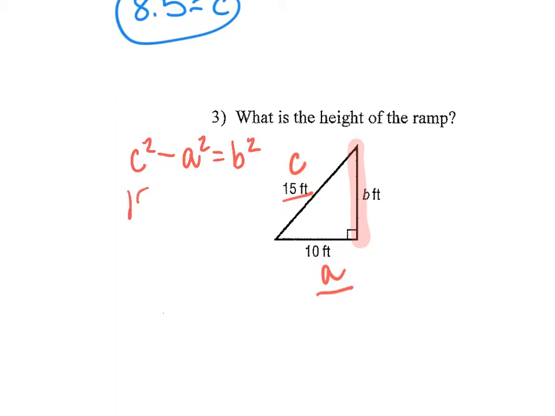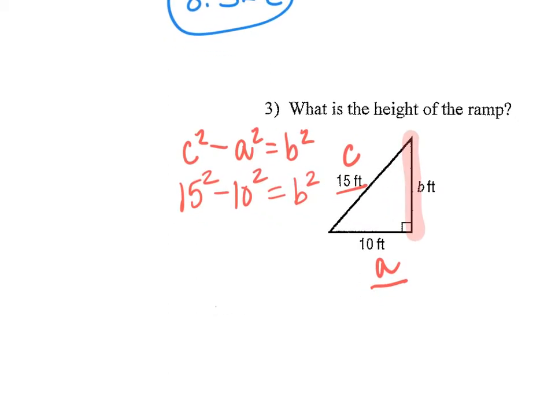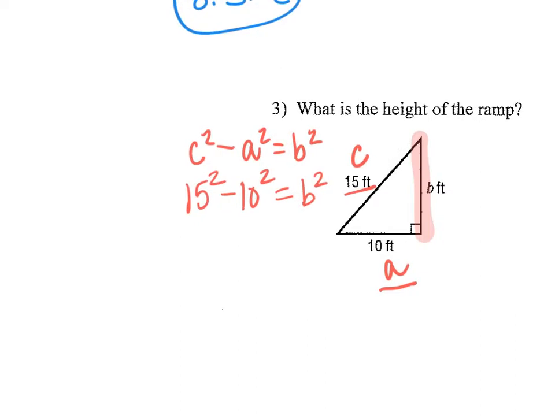Okay, then plug those numbers in. 15 squared minus 10 squared equals b squared. If you're all about shortcuts and you are getting really, really good at this, an even shorter cut would be to take the square root, put that in your calculator, and you can literally put that whole thing in. Does that make sense? Like, you can do it this way, like 15 squared minus 10 squared is 125. And then next step down, take the square root of that.